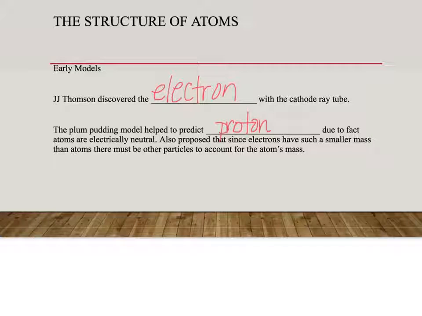And he also proposed that since the electrons had such a small mass compared to the size of the atom, there must be other particles to account for the atom's mass, since the electron was so small. And so those were the first two big discoveries, and then in the next slide we'll talk about some other ones.